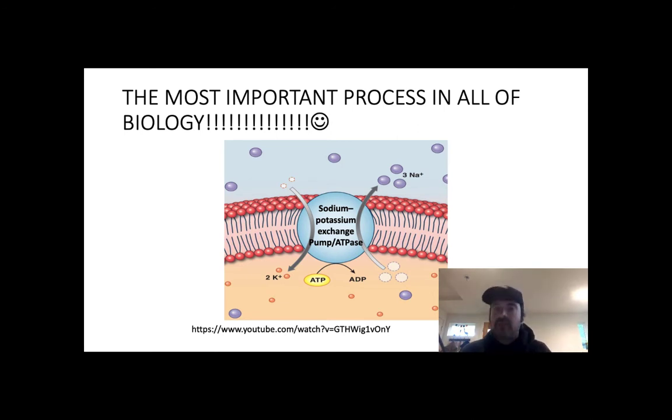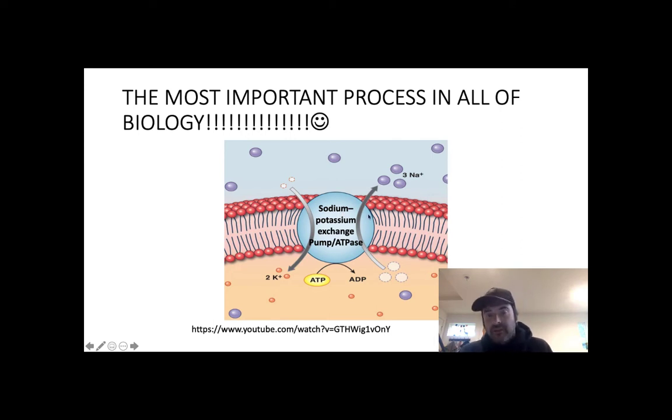And there's an argument to be made that this is the most important process in all of biological science. I would make that argument. I mean, some people may retort with some of the plant proteins and some of the energy, the photosystem proteins, but I would still make the argument that the sodium potassium pump is more important, maybe because I'm a physiologist.